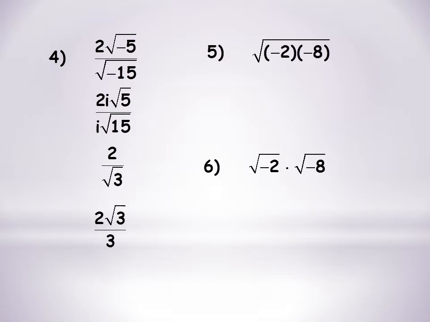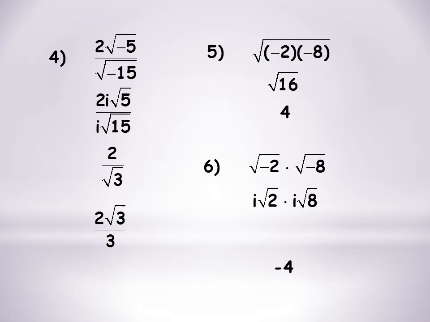All right, 5 and 6 look like very similar problems, but they are two very different problems. When I have two parentheses both underneath the same radical, now it's okay for me to multiply these two numbers together. So I can write this one as the square root of 16, which would simplify to 4. But on number 6, when they are written as two separate radicals, I can no longer multiply those together because remember that multiplication rule is only for real numbers.